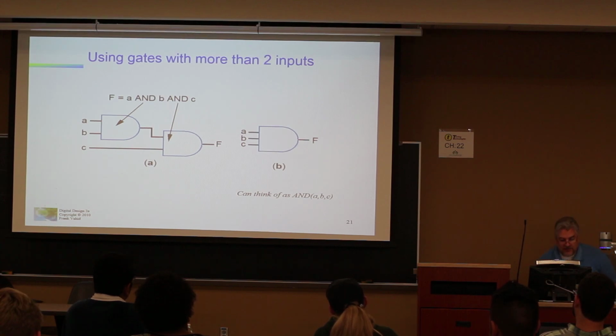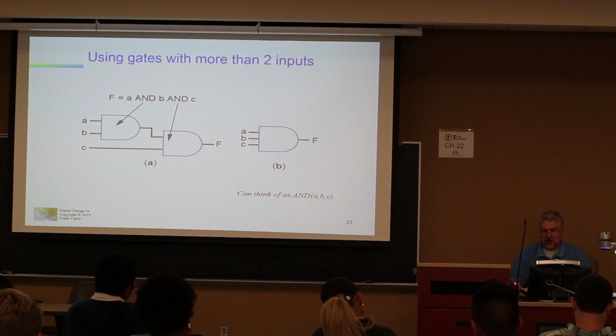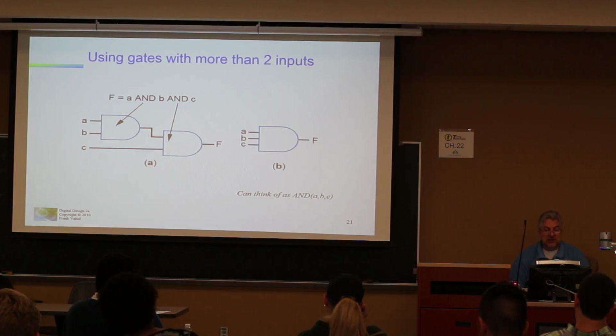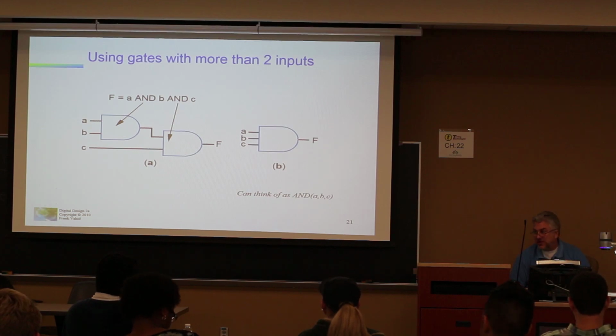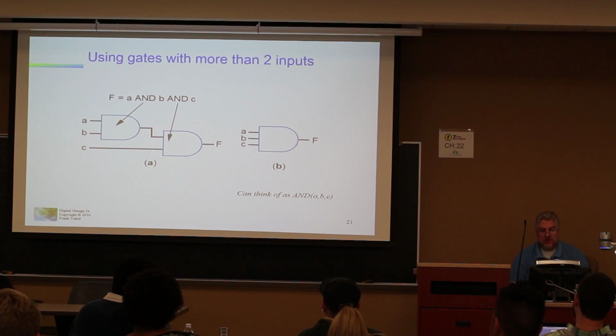Now we do have the capability, we manufacture parts that have multiple inputs. So in this case, notice that this A and B and C really could be a 3-input AND gate rather than a 2-input AND gate. Now you could do this as well if you had A or B or C. It would be the same thing. You would have a 3-input OR gate. But if you're mixing ANDs and ORs, no, you can't do that.